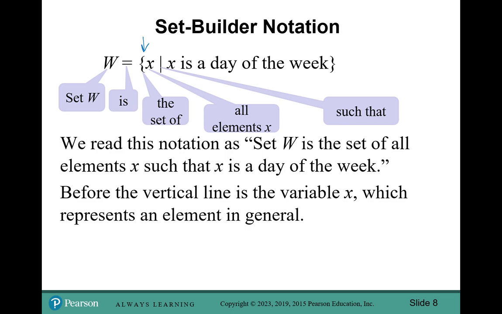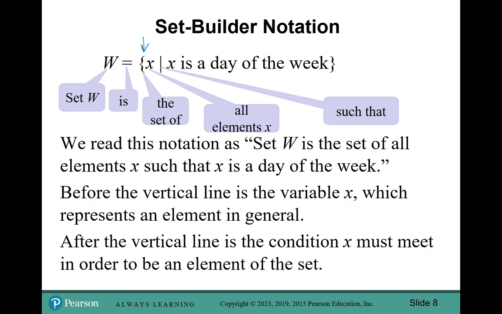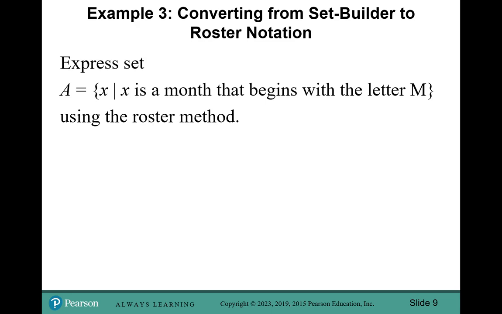Before the vertical line is the variable X, which represents an element in general within that set. After the vertical line is the condition X must meet in order to be an element of the set. So let's look at example 3. We want to convert from set builder to roster notation.